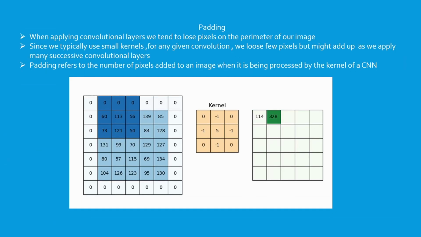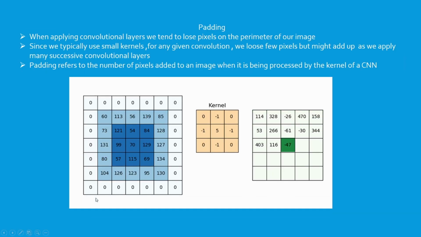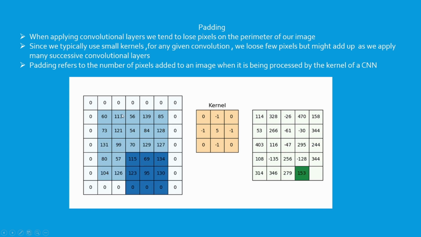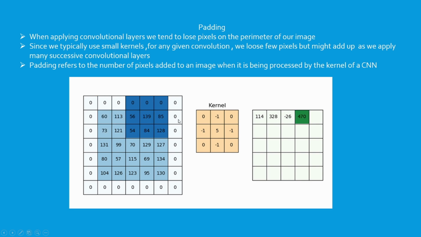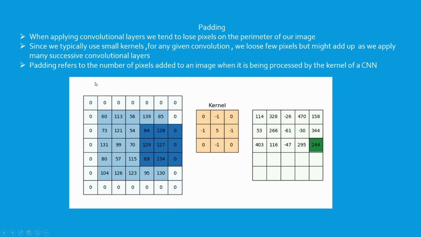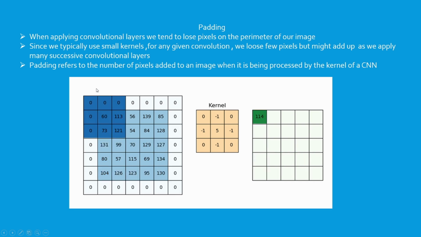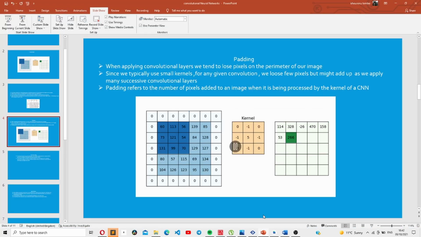So what is padding? Padding is simply applying zeros to the edge of an image, right? In this case, we have a 1 by 1 padding. That means that we have added one layer of zeros around the image. If it's a 2 by 2, that simply means that we have another layer of zeros on top of these zeros. We have two layers of zeros, right?